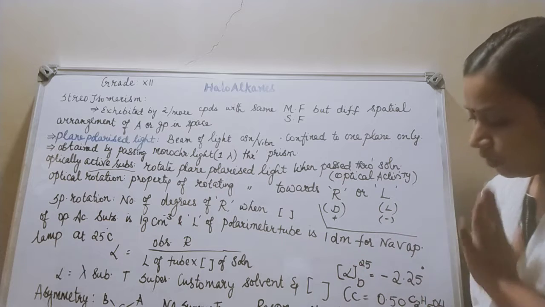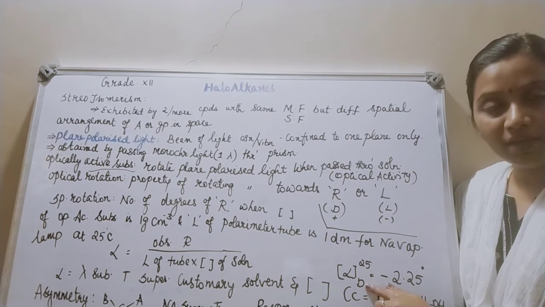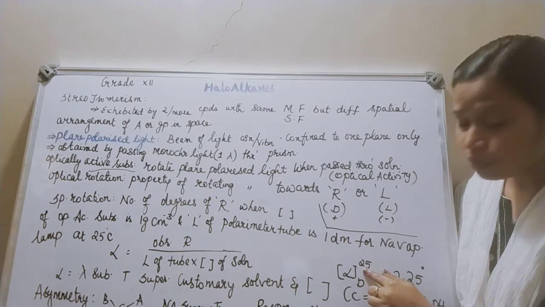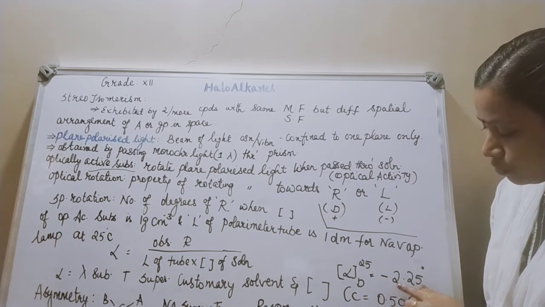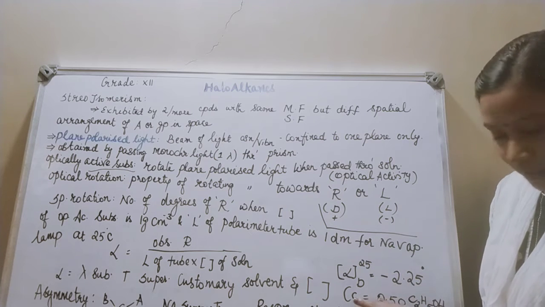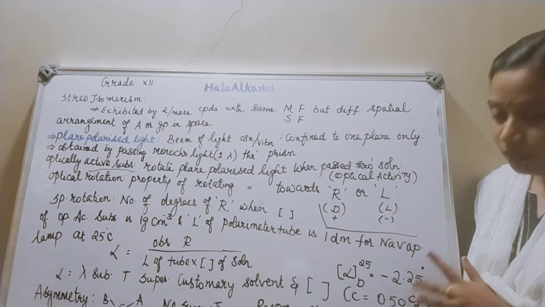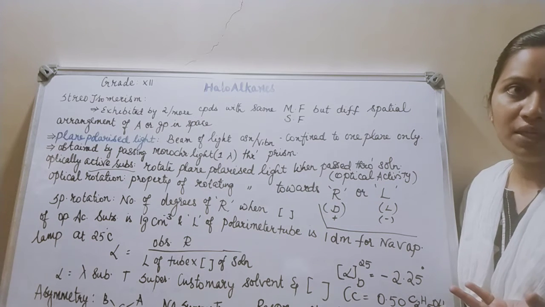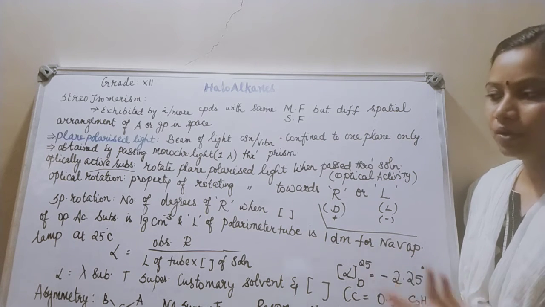Say, for example, if I see this particular expression, that is alpha. What is alpha? Specific rotation. What is this? The wavelength of light. This is the wavelength of sodium vapor light, the D line. And the temperature should be 25 degrees Celsius, and the specific rotation is minus 2.25, and the concentration they have given is 0.50 in ethanol solution. So this is how the specific rotation should be expressed. In simple terms, specific rotation is nothing but the observed rotation divided by the length of the polarimeter tube into the concentration of the solution.